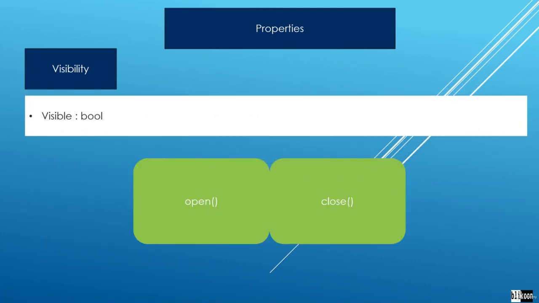A dialog is invisible by default. To make it visible, you can do one of two things. You can set the visible property of it, or you can call the open method, which does that for you in the background. To make it invisible, you set the visible property to false, or you call the close method.